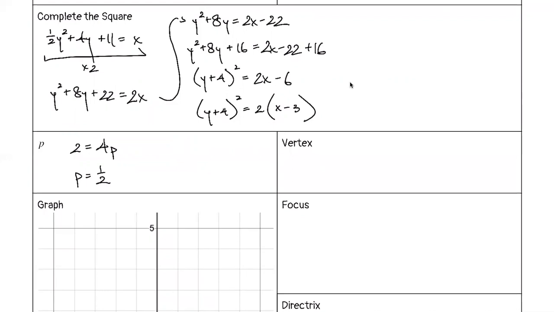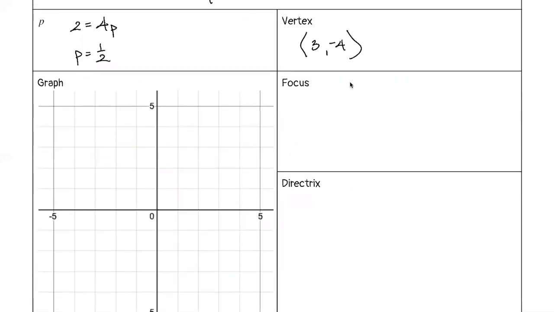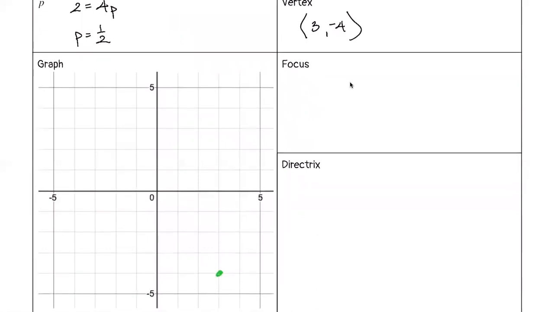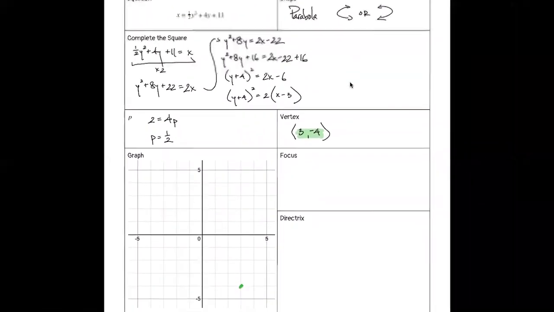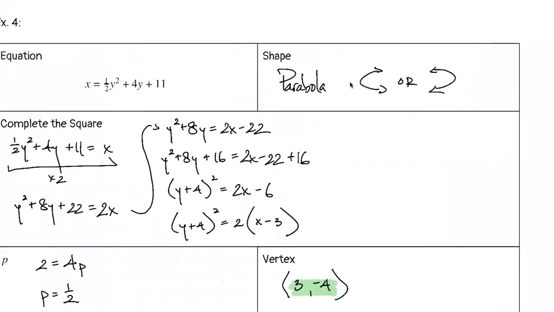So what's my vertex? Well, the x coordinate is 3 and the y coordinate is -4. So let's graph that here. 3 and -4. Okay, there's my vertex. All right, now what did we decide earlier? Okay, we decided it's going to be either to the right or to the left. Now we have this is positive, so we're going to choose facing to the right because positive for y squared is facing to the right. Okay.